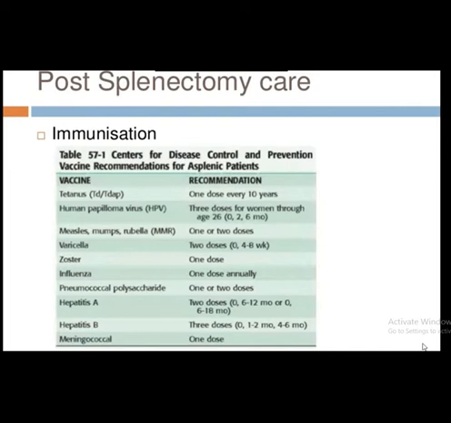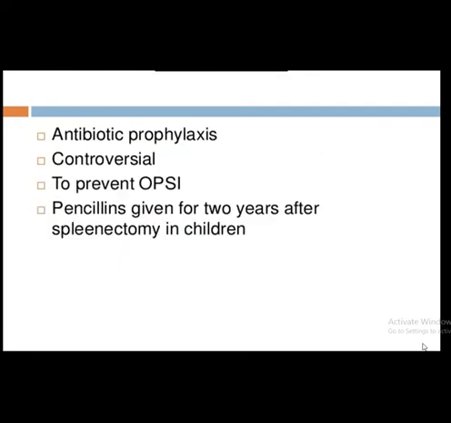Post-splenectomy care: you have to give a tetanus 1 dose, human papillomavirus 3 doses, measles and mumps 2 doses. This is especially for children, along with varicella, zoster, and influenza. All those vaccinations could be given to your patient in order to boost immunization. Antibiotic prophylaxis should be given to prevent overwhelming post-splenectomy infections. Penicillin is given for 2 years after the splenectomy in children.